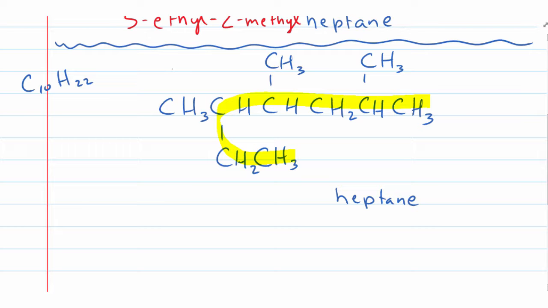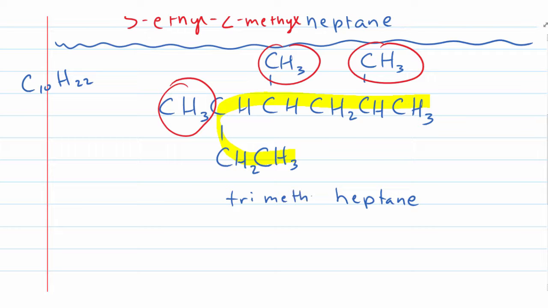Then we start counting the branches off of the parent chain. We have 1 branch here, 1 branch here, and 1 branch here. How many carbon atoms are in each of the branches? 1. And a 1 carbon branch is called a methyl group. If we have 3 of them, that would mean it's trimethyl. So this is going to be trimethylheptane.